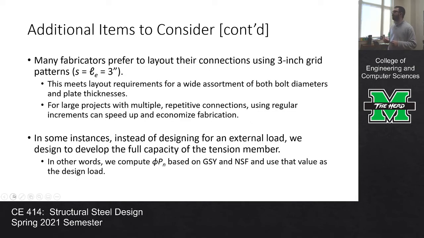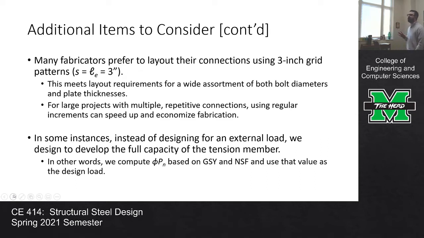Okay. One of the other things that I want to talk about is the real world. One of the things that you find in the real world is a lot of times fabricators lay out their connection in regular spacing. And one of the regular increments that you see a lot is 3-inch grids. So using a bolt spacing of 3 inches and an edge distance of 3 inches. That tends to be used quite a bit whenever connections are repeated over and over and over again.